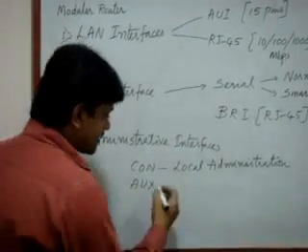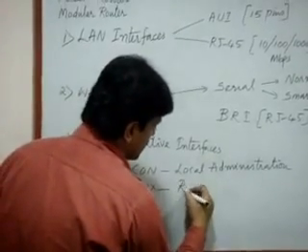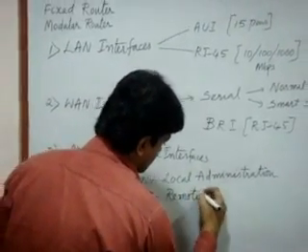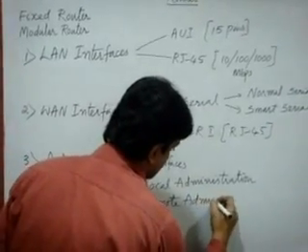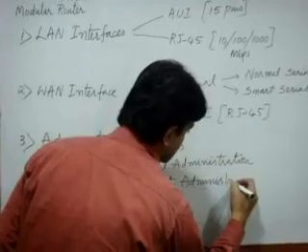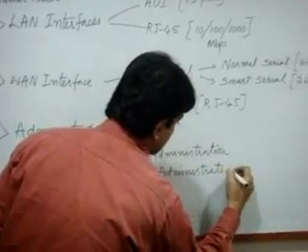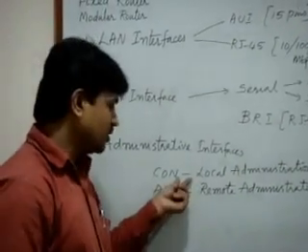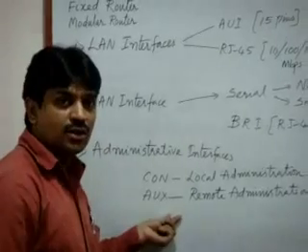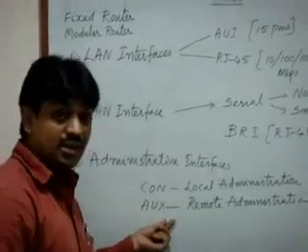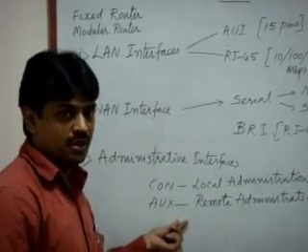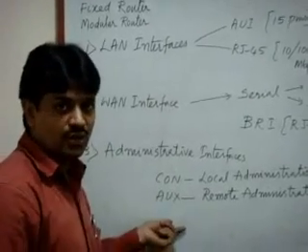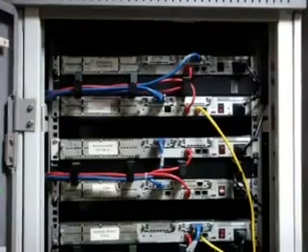The auxiliary port is for remote administration. So we can access the router remotely, maintain the router, and troubleshoot problems in the router. So these are the interfaces available in the router.